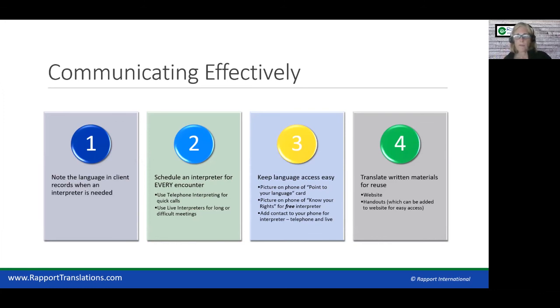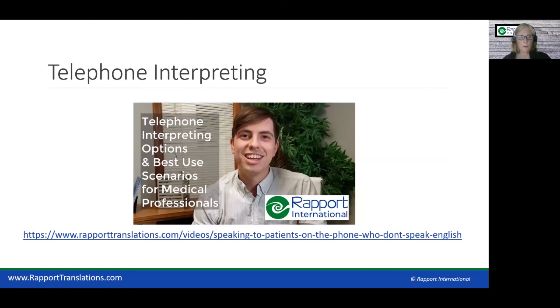And so then for number 4, as we talked about, any material that can be reused, translate it and reuse it and reuse it. It saves you a lot of money and time on having to schedule and hire a live interpreter.